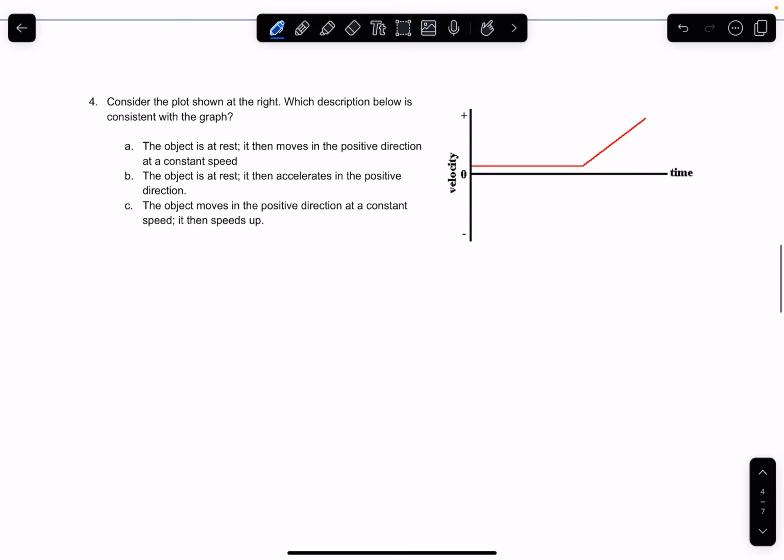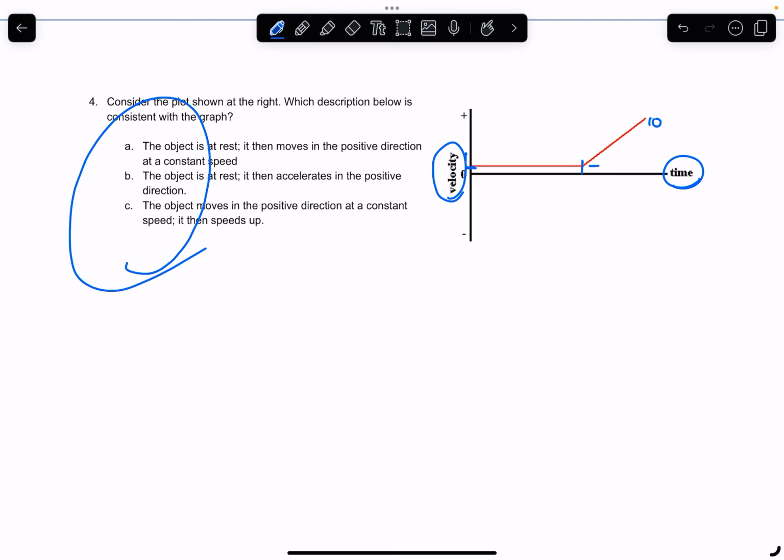Question 4 is also a velocity versus time graph. The slope here is 0, but remember the slope of a velocity time graph is acceleration. But he has a velocity, let's say 1, and now he starts at 1 and goes to 10 or some number like that. Hopefully you can think about that. What's going on? Which of these 3 describes it best?